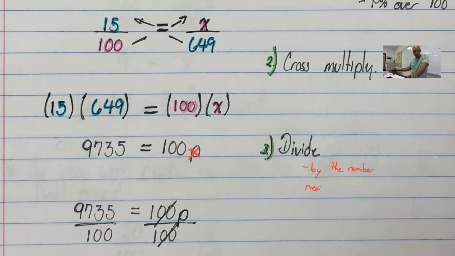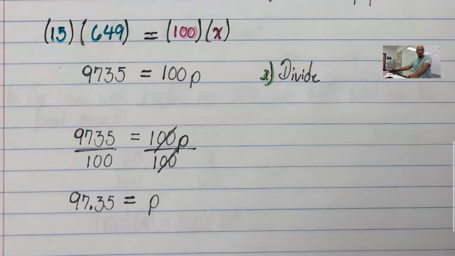next to the letter, which is also called a variable. But again, we're going to divide by the number next to the letter. So notice, ladies and gentlemen, that our letter X is right here. So the number is 100, meaning that I'm going to divide both sides by the number 100. So now that cancels out. And whatever I do to one side, I do to the other.